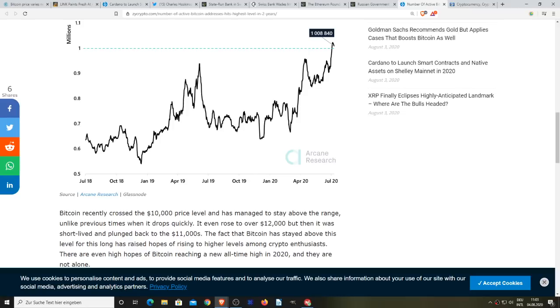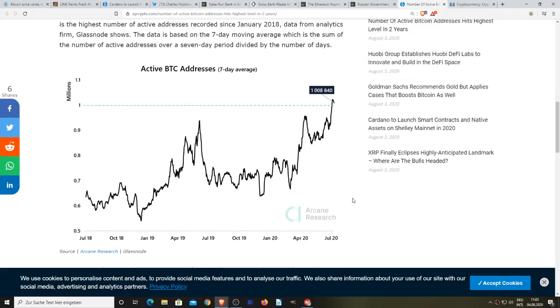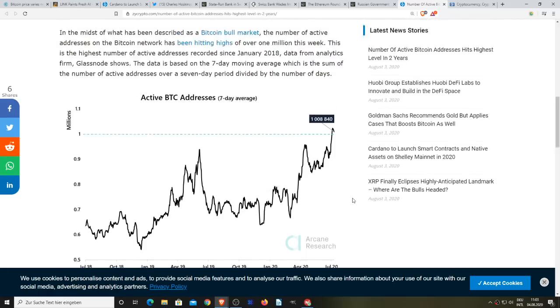There are even high hopes of Bitcoin reaching a new all-time high in 2020. And they are not alone. Yeah, everyone is kind of in the mindset that Bitcoin's probably going to continue to do well as the world's economy just keeps looking bad.